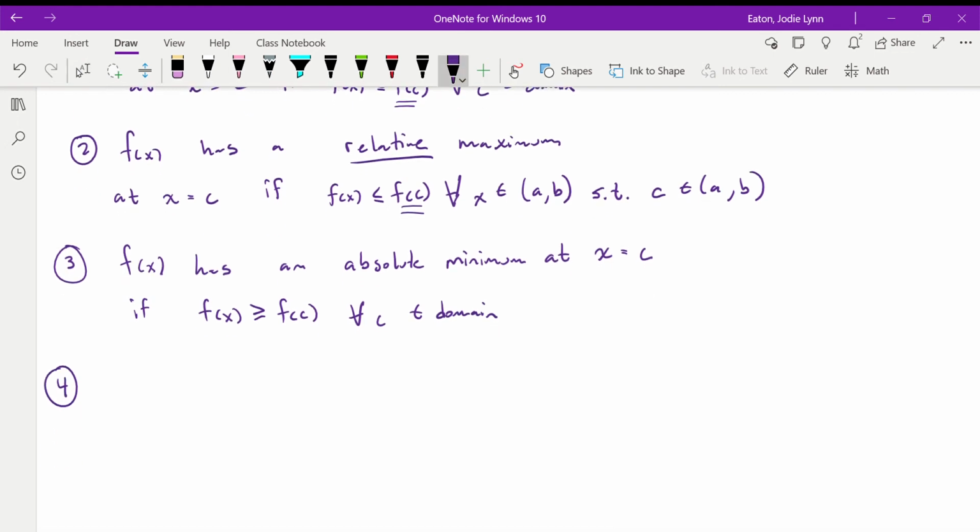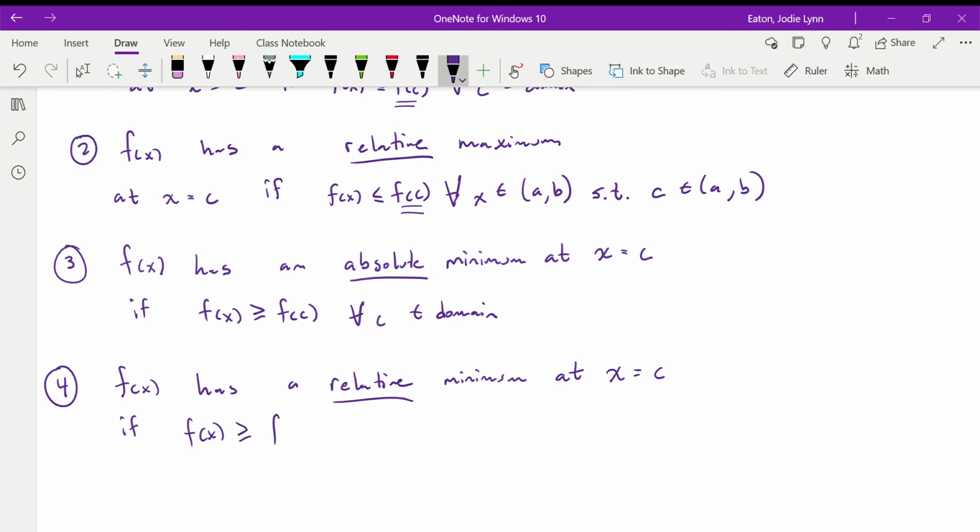And f of x has a, not an, relative, so absolute minimum, relative minimum at x equals c if f of x is greater than or equal to f of c for all x in AB. Sorry, I keep saying for all c. Not for all c, these should all be x's.